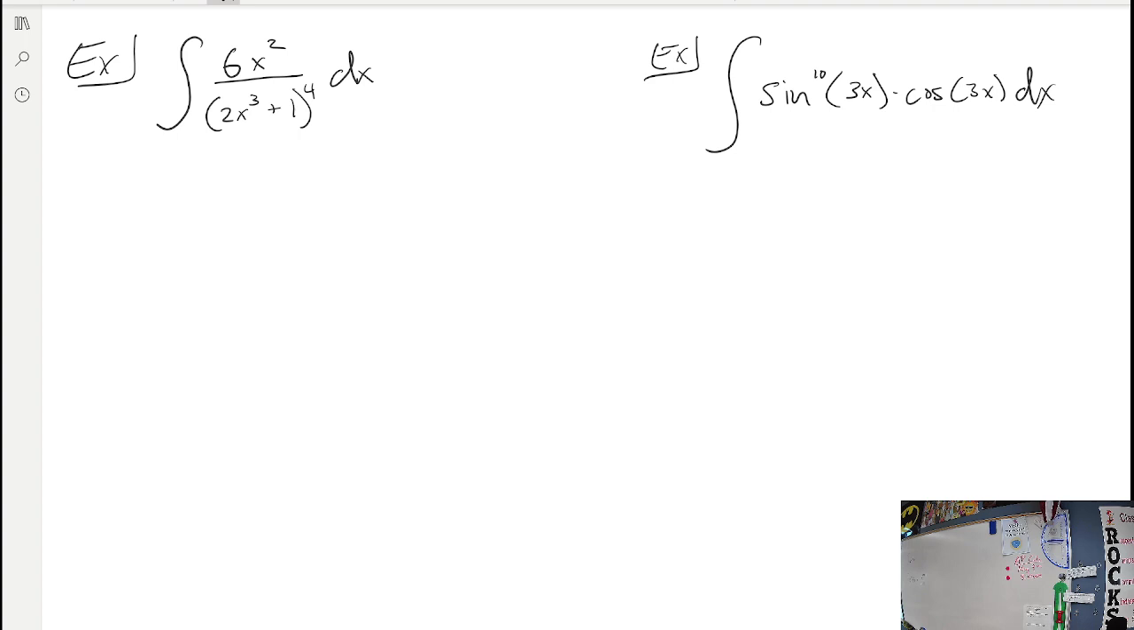Apply that to this problem. Aren't you supposed to take the antiderivative? The antiderivative would be u to the negative third over negative 3. But is this the antiderivative of that? No, that's just a simplification. So you still have to do the antiderivative.